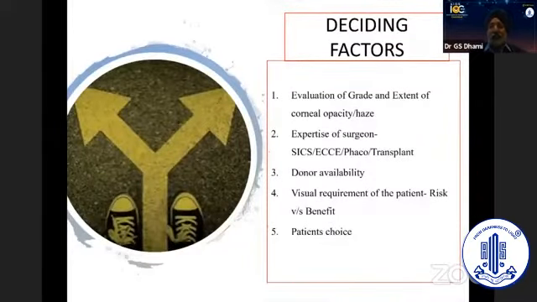The deciding factors are evaluation of the grade and extent of the corneal opacity, the haze in the cornea, and the expertise of the surgeon. He chooses whether he is going to do a small incision cataract surgery, an ECCE or phaco, or a transplant plus cataract surgery. Availability of a donor cornea is a great problem. The visual requirement of the patient and the risk versus benefit decide the surgery in hazy corneas. And of course, we do give the patient a choice.